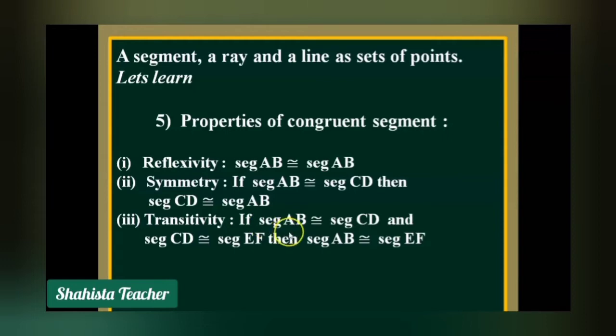Here, if segment AB is congruent to CD, and CD is congruent to EF, that means AB is congruent to EF. Is that clear? Now students, in this way we learn all three properties of congruent segments.